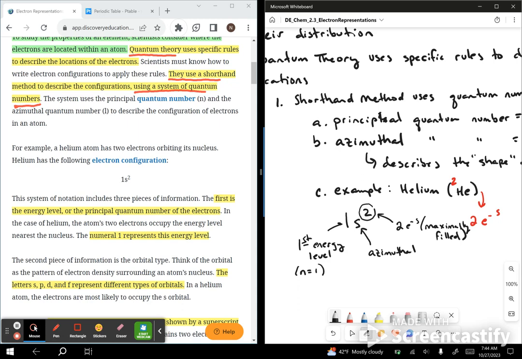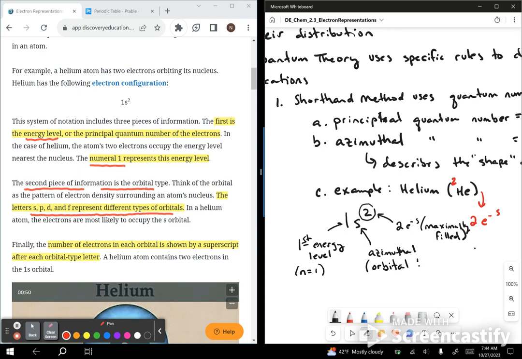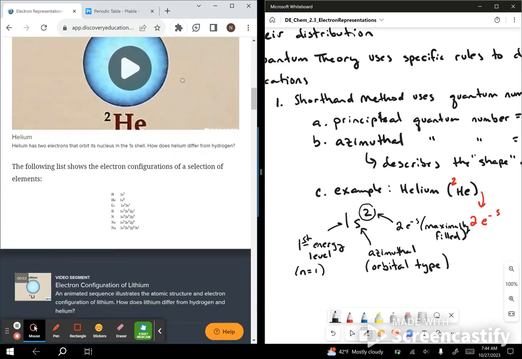Okay, so keeping on here, let's see, did we cover everything in here? This system of notation includes 3 pieces of information. The first was the energy level. Check, we just talked about that. Numeral 1 represents that. The letters S, P, D, and F represent the different types of orbitals. This was your second piece of information, the orbital type, right? So I guess we could write that over here. Let's move with the orbital type. And finally, the number of electrons in each orbital is shown by a superscript after each orbital type. And we did that. We said that there were 2 electrons. We said it was maximally filled.